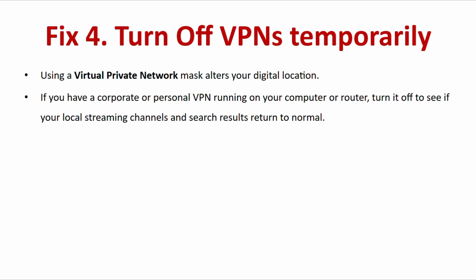Fix 4. Turn off VPNs temporarily. Using a virtual private network masks or alters your digital location. If you have a corporate or personal VPN running on your computer or router, turn it off to see if your local streaming channels and search results return to normal.